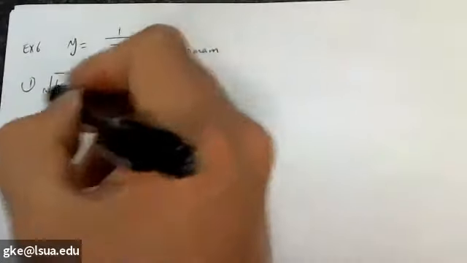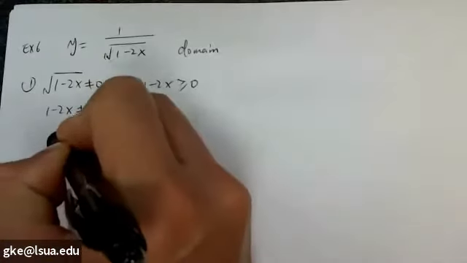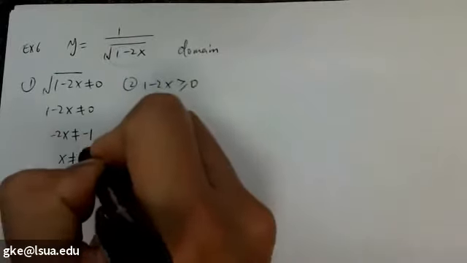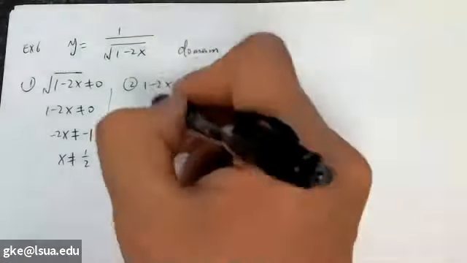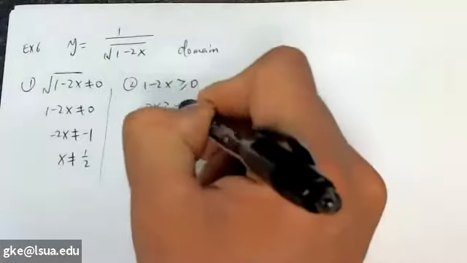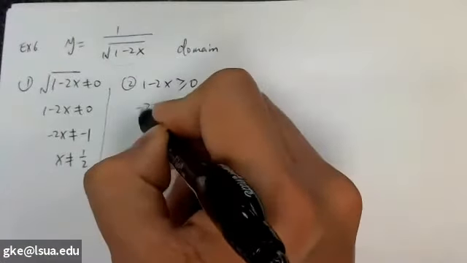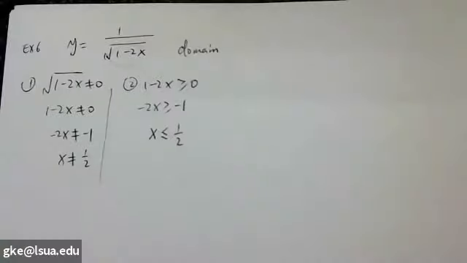So we're going to solve it. The first one, subtracting 1 from both sides, divided by -2. And then the second one, we subtract 1 from both sides, divided by -2. Be careful, when you divide by -2, you're going to flip the signs. Change the sign.